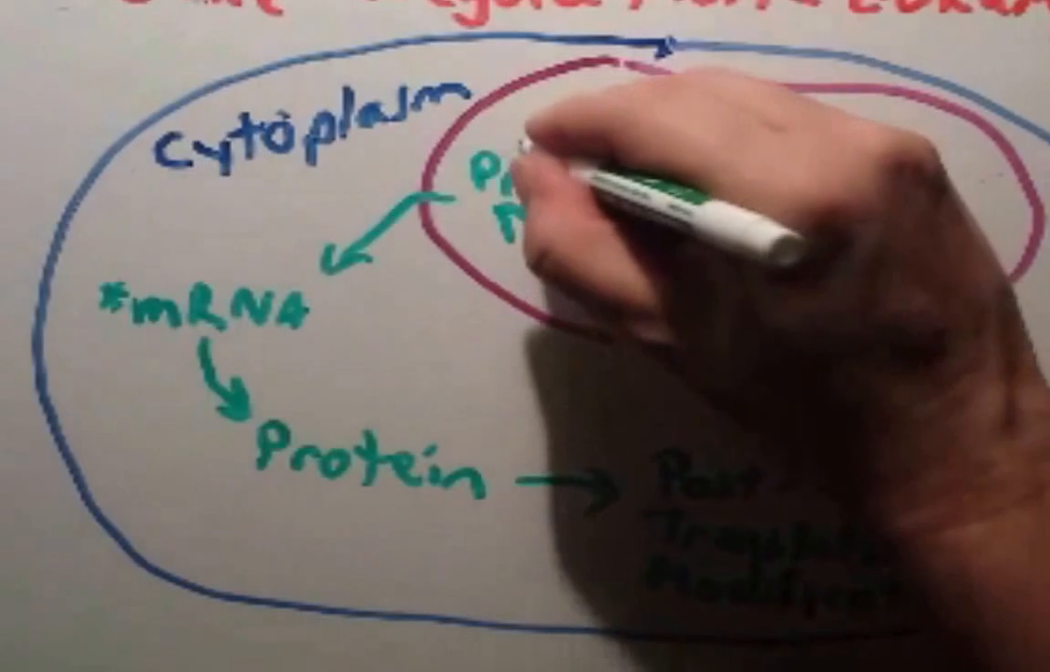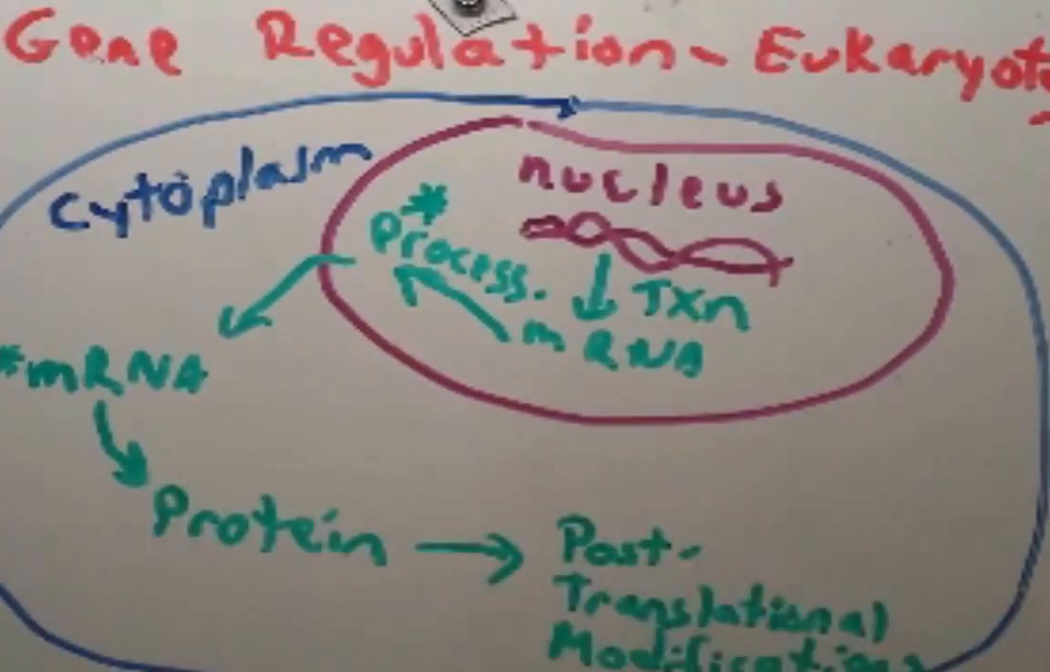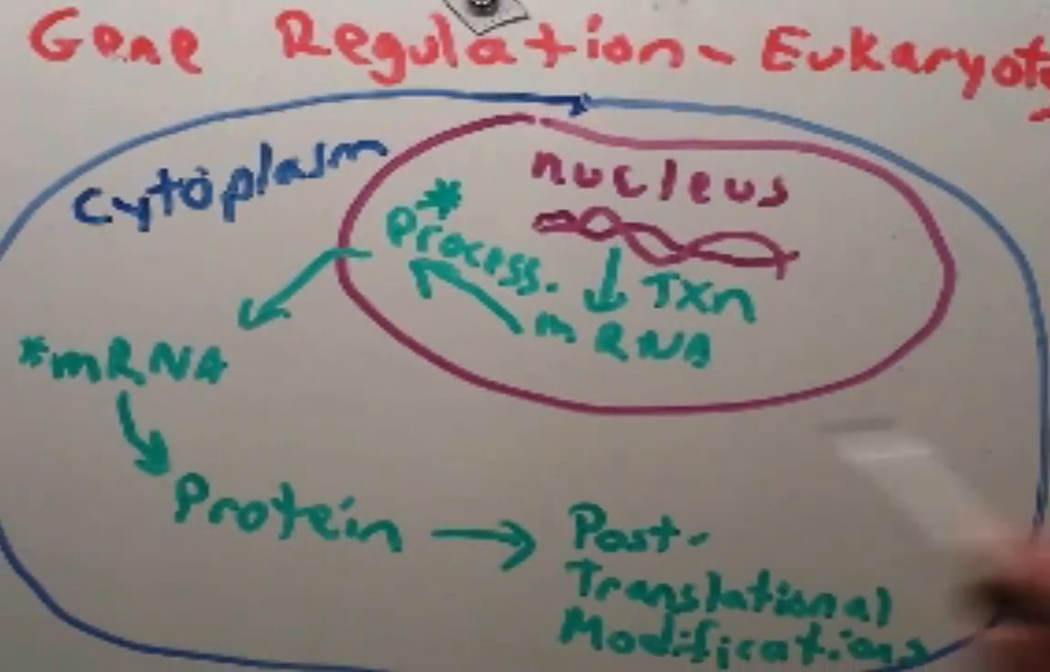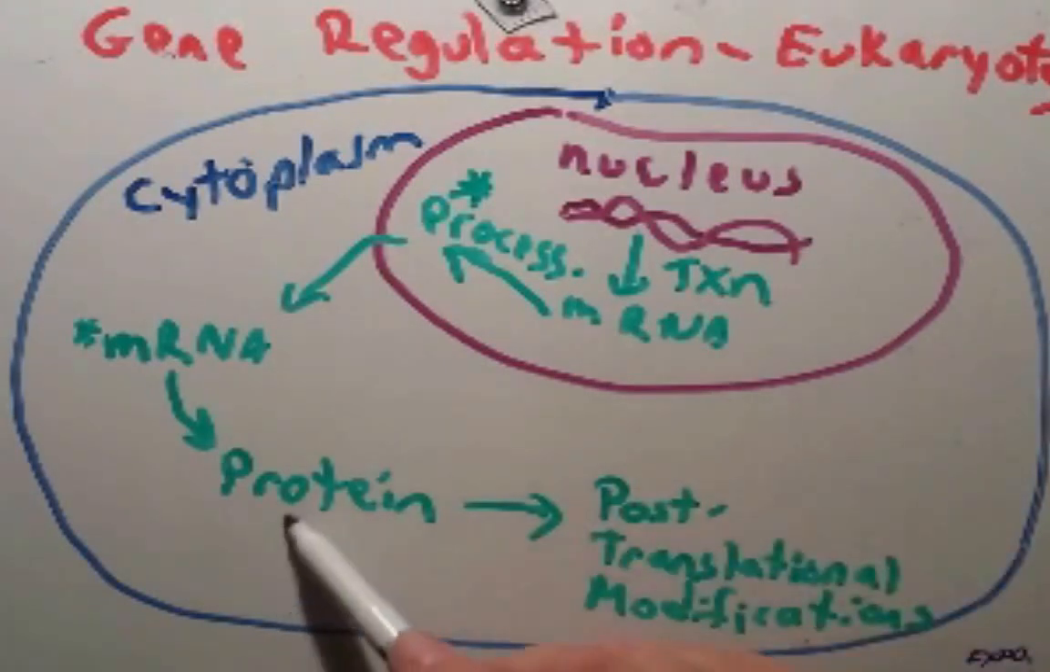And then this is a new area here in eukaryotes where that messenger RNA, before it can be sent to the cytoplasm to be translated, needs to be processed. Remember, those introns have to be removed. It has to be capped with the modified G guanine, and it has to have that poly A tail added to the 3' end. Once it's in the cytoplasm, it'll be translated into a protein.